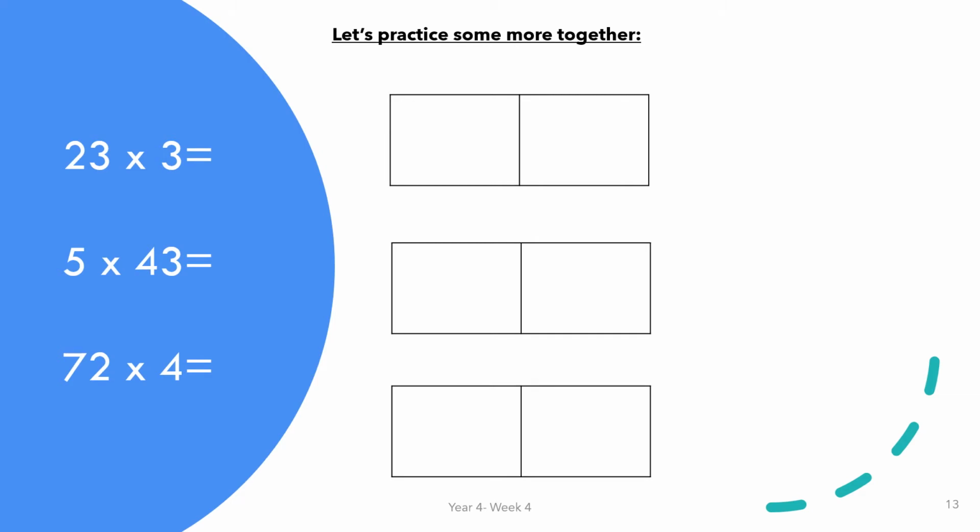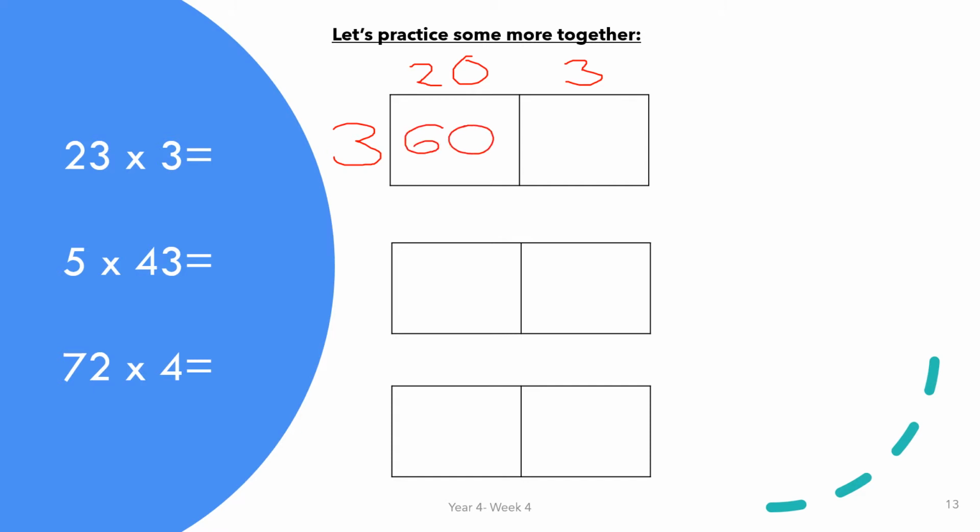Now we're going to have a go at practicing the area model together. Our first question is 23 multiplied by 3. We would have 3 over here and 23 split into tens and units. The tens are 20 and units are 3. Then we would multiply. So we start with 3 multiplied by 20. We know 2 times 3 is 6. Add the 0 would equal 60.